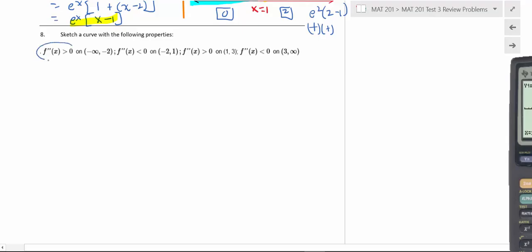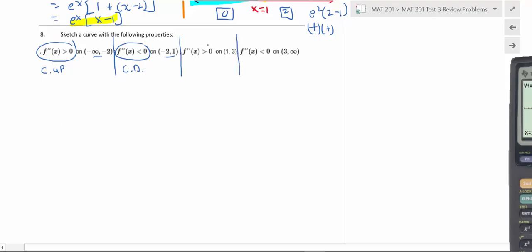So I'm going to start with this. If the second derivative is positive, that means that you are concave up. Okay, that's a piece of information on that interval. Now we got another piece of information. This time it says the second derivative is less than 0. So that means we're concave down on that interval. So that's pretty simple.